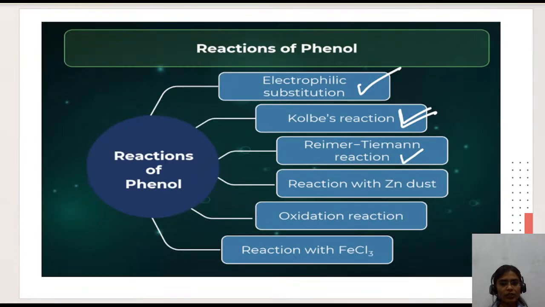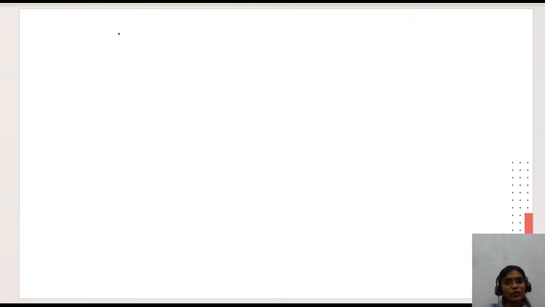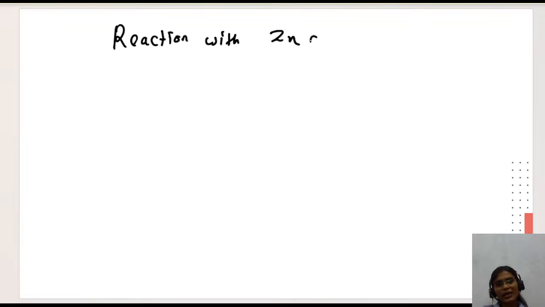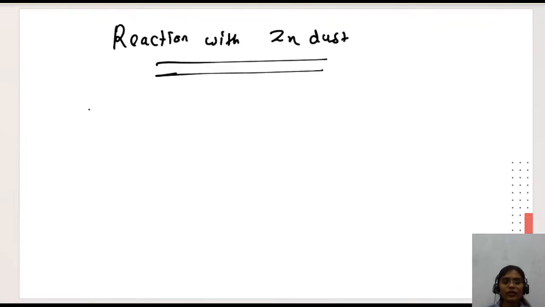Now let's go toward the fourth part, reaction with zinc. This is a really important reaction for the mechanism part. You are having some phenol, how do you end up with benzene? So this is again an important reaction with zinc dust. As the name suggests, we are using just a very small pinch of zinc. The mechanism is not important here, thank God. We are not going to discuss the mechanism here.